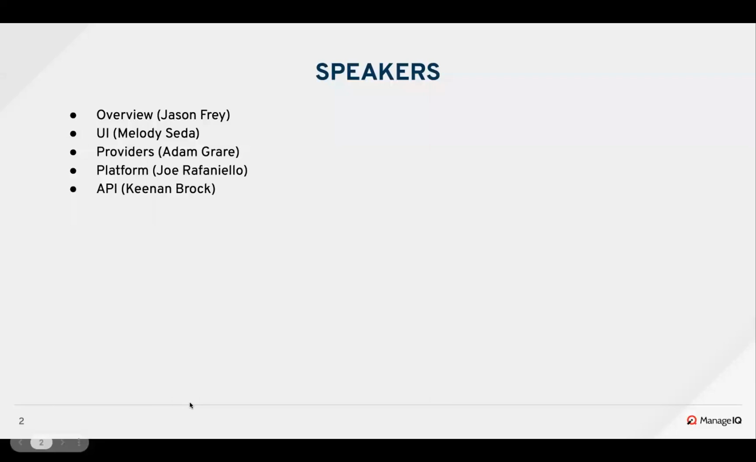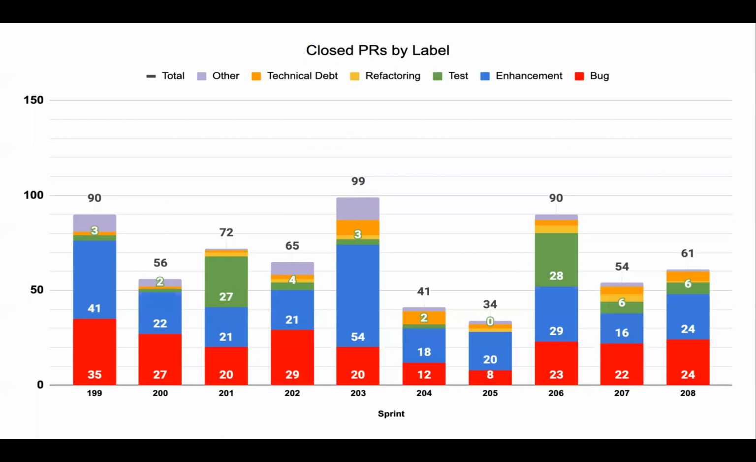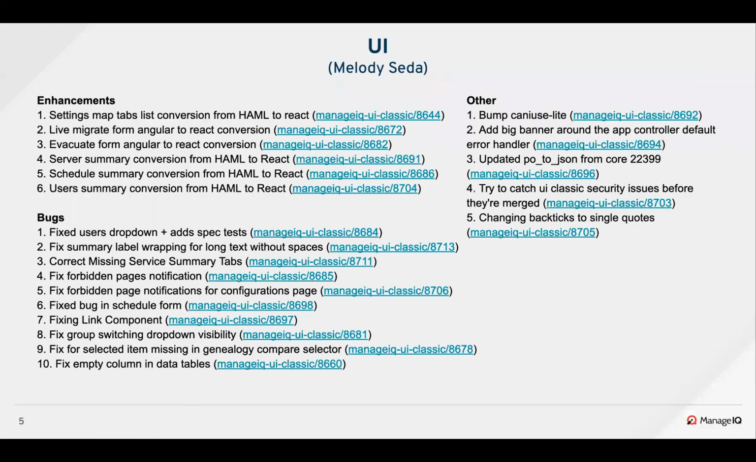I'll start with the overview, Melody on the UI, Adam on providers, Joe on the platform, and Keenan on the API. As you can see, Sprint 208 was very similar to the last sprint, pretty typical, with 24 bugs and 24 enhancements. And over to Melody on the UI.